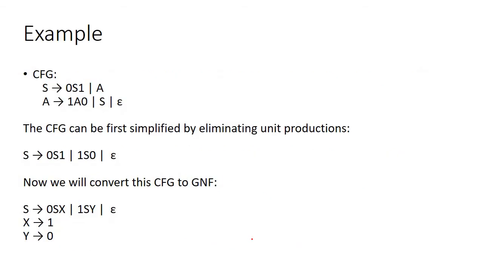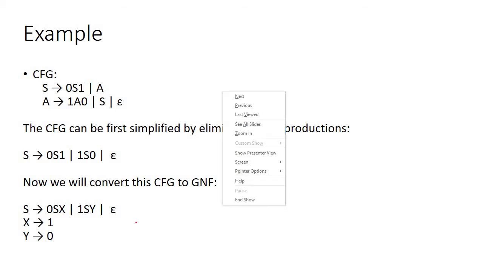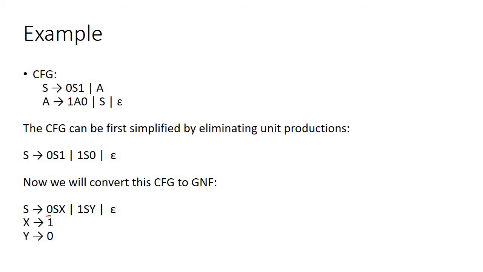So here's the example. We have a CFG where S produces 0S1 as well as S produces A, and A produces 1A0, S and epsilon. So the context-free grammar must be simplified by eliminating the unit productions, and we need to convert it into GNF. So we quickly resolve this grammar into Greibach normal form. The Greibach normal form says that every production starts with a terminal and can have lots of non-terminals after that. So terminal, then lots of non-terminals. It can also produce epsilon.